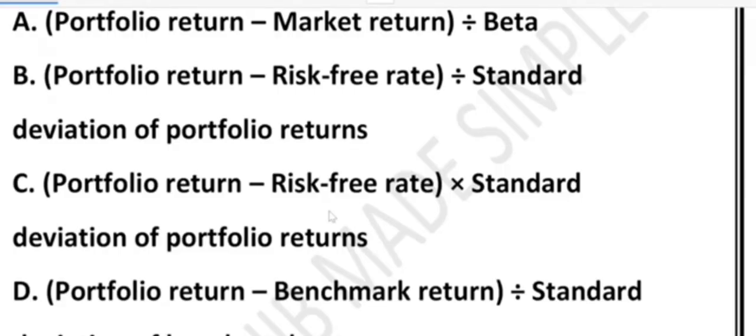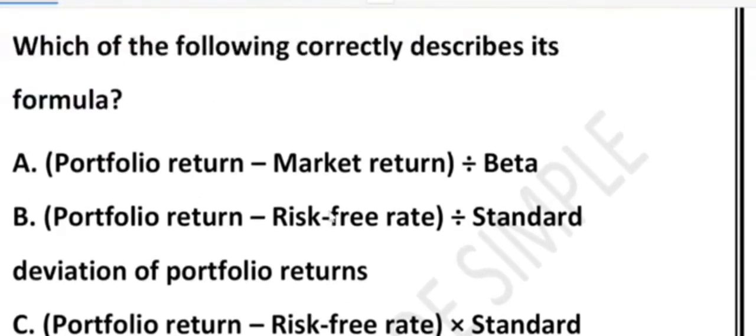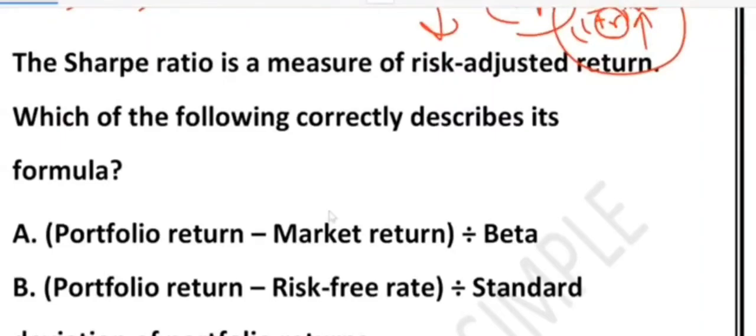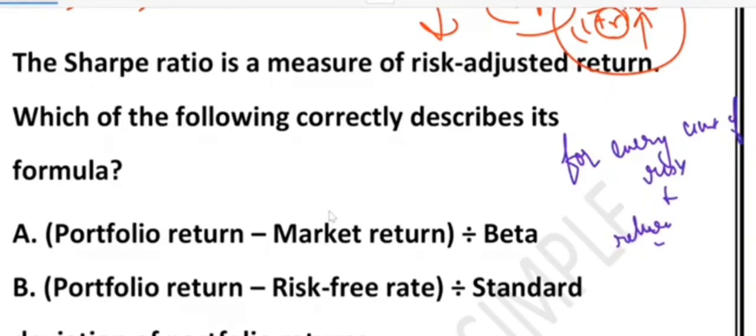So friends, you can think of the Sharpe ratio as a way to measure how much return you are earning for every unit of risk. That is called the Sharpe ratio. Basically, it compares your portfolio return to a risk-free investment.